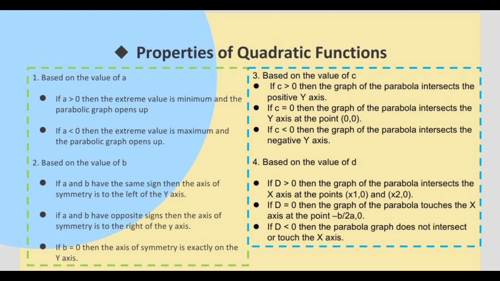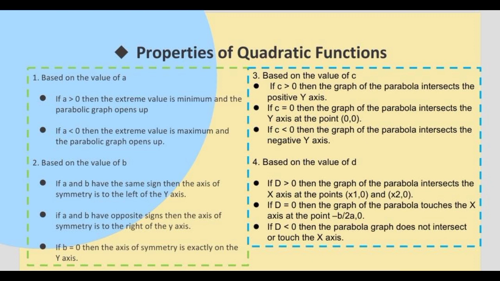2. Based on the value of b. First, if a and b have the same sign, then the axis of symmetry is to the left of the y-axis. Second, if a and b have opposite signs, then the axis of symmetry is to the right of the y-axis. Third, if b equals 0, then the axis of symmetry is exactly on the y-axis.